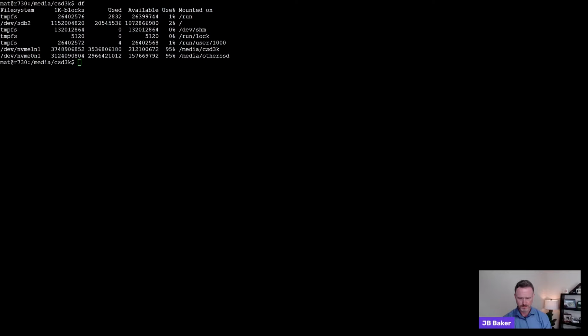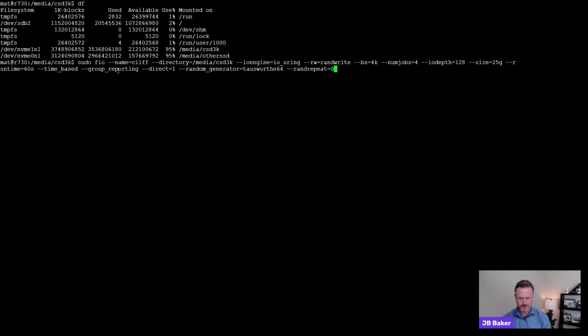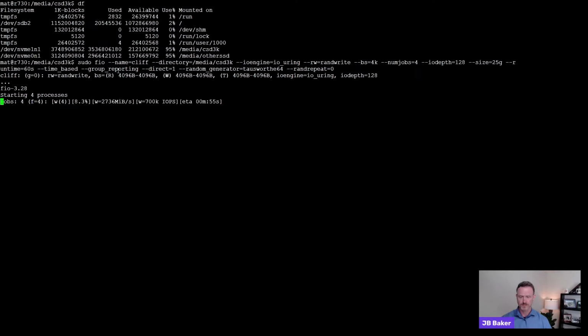What I'm going to do now is run a FIO command to give some exercise to the system. The first one we'll do is take a run at the CSD 3K, and we're going to write 4K blocks, 4 jobs, 128 queue depth across 4 25 gig files for 60 seconds. So you can see this spinning up as it moves past its initial load. It's hovering around the 600, 690, 700K range. So the drive's doing quite a lot of work at this point to deal with those inbound IOPS.